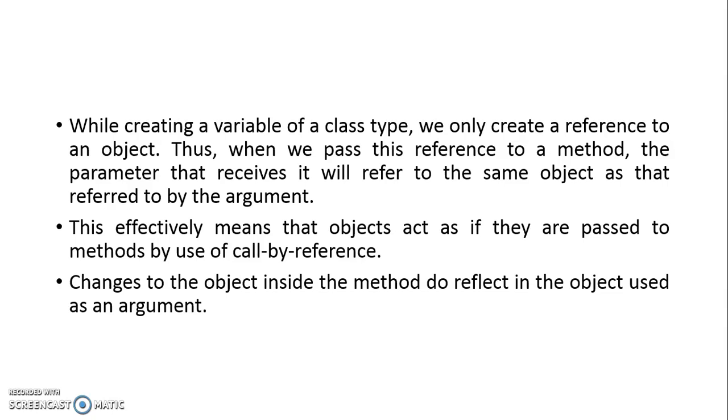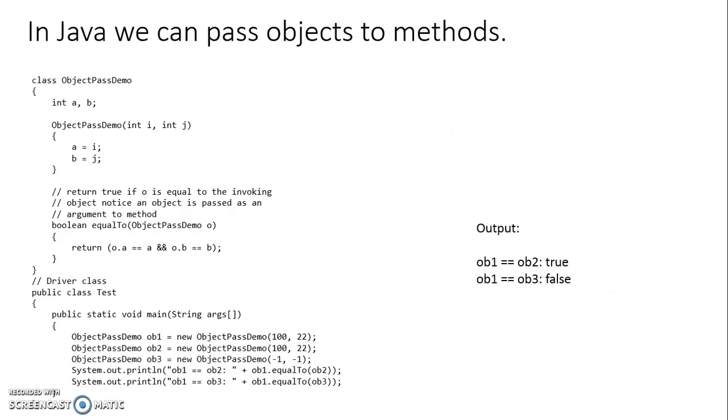While creating a variable of a class type, we only create a reference to an object. Thus, we can pass this reference to a method. The parameter that receives it will refer to the same object as that referred to by the argument. This effectively means that objects act as if they are passed to methods by use of call by reference. Changes to the object inside the method do reflect in the object used as an argument. Now we will see how we can pass the object to the method.